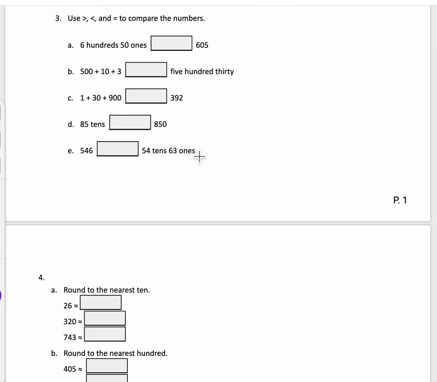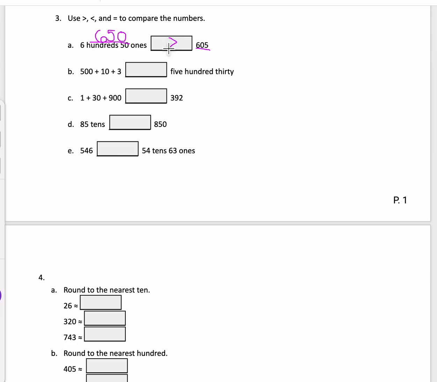Moving on to number 3. Okay, I'm using comparisons, greater than, less than, or equal to. Right? So if I represent these in standard form, it's probably going to be easier to work with. For example, if I have 6 in the hundreds, I could rewrite that as 6 hundreds. Well, 5 tens gives me 5 in the tens place and 0 in the ones place, right? If I regroup. So that makes it a lot easier to compare 650 to 605, which we know 650 is greater than.